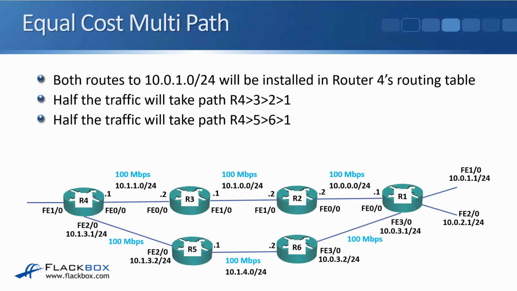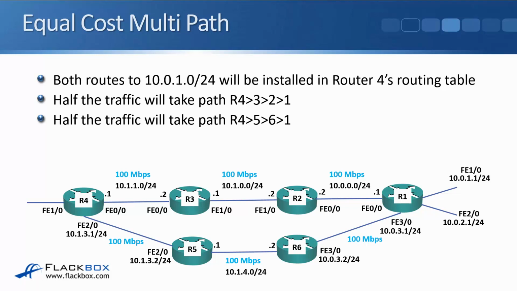So looking at our example here, we have R1 on the right and R4 on the left. The example is going to take a look at how R4 is going to get to the 10.0.1.0/24 network behind R1. If you look in our example topology, all of the links are the same bandwidth. They're all 100 megabits per second. It has to go through three 100 meg links along the top path, and also three 100 meg links along the bottom path.